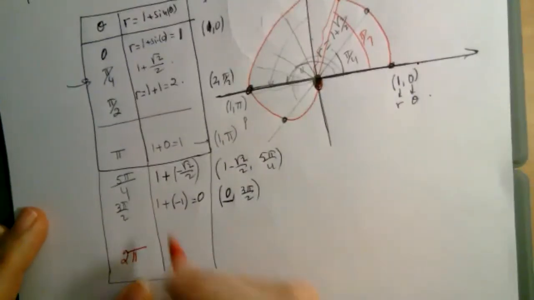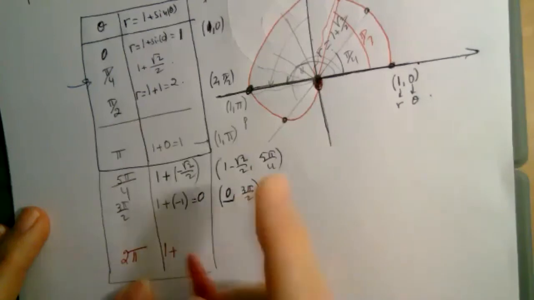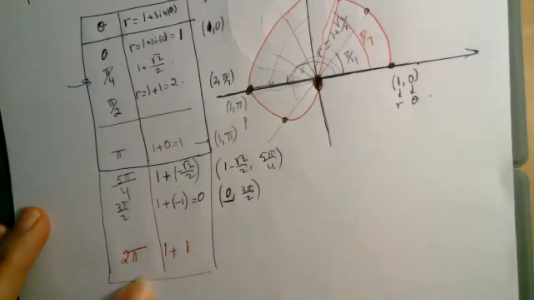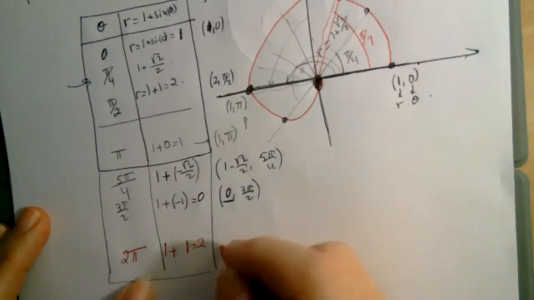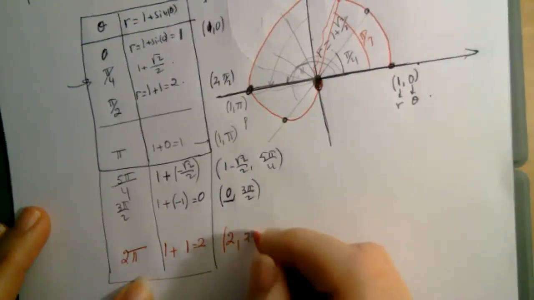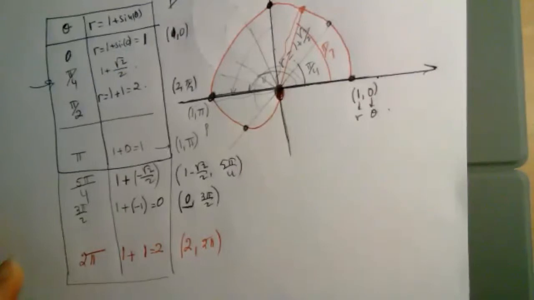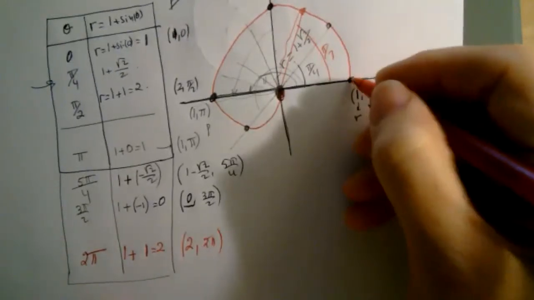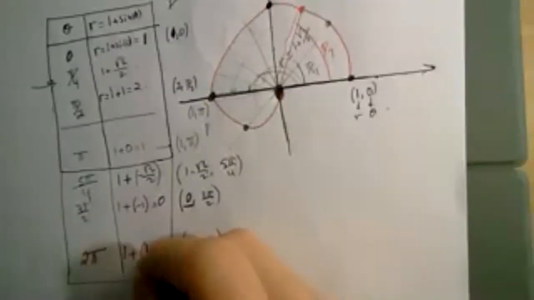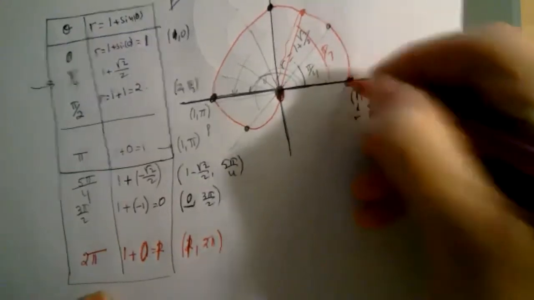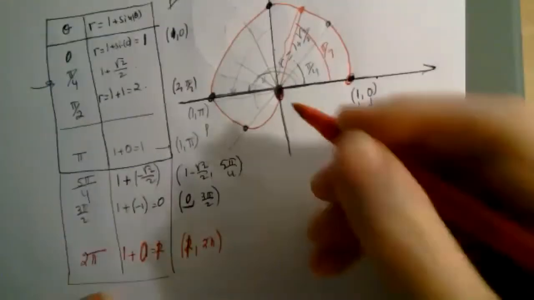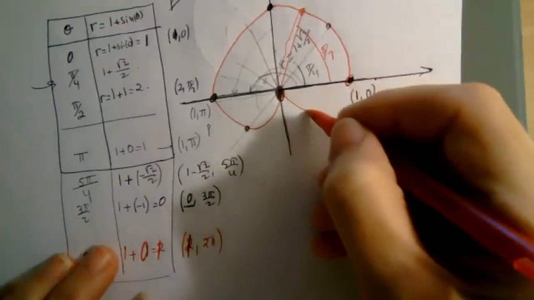Now 2 pi. What is r at 2 pi? 1 plus the sine of 2 pi. The sine of 2 pi is 0, so it's equal to 1. It means r is 1 and theta is 2 pi. So I'm back to here. In between, you can take values and you get that.